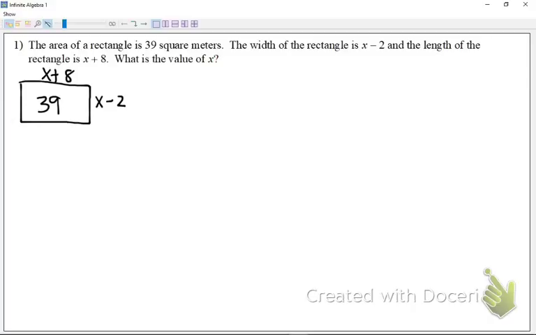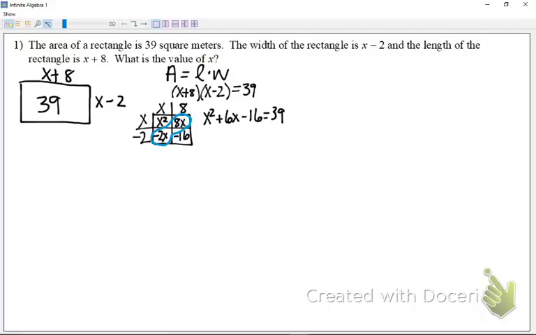It does not matter which side is which, guys, because our formula for finding the area of a rectangle is area equals length times the width. So when we plug that in here, we're going to get x plus 8 times x minus 2 equals our area of 39. So now you need to go ahead and do your biology box, your Punnett square, to figure out what our equation is going to be. And when you guys do that, you should end up with x squared plus 6x minus 16 equals 39.